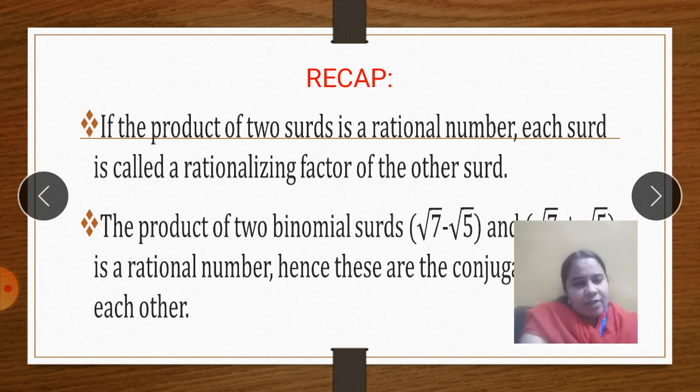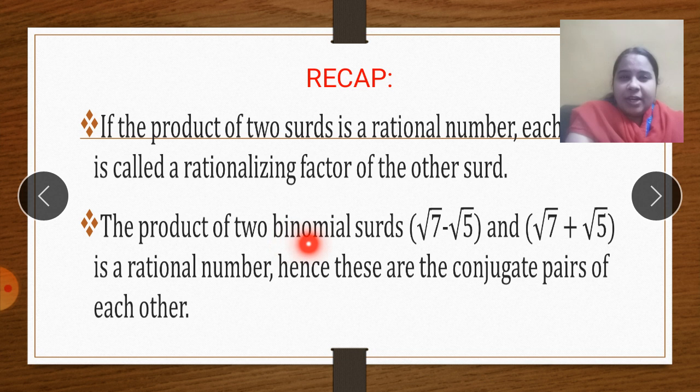Yes, we have also learned about something called binomial surd. Do you remember what a binomial surd is? When there are two terms separated by a plus or minus sign, it can be a whole number also, it can be a surd also. They are called binomial surds. We have learned the product of two binomial surds. I have just given you an example here: root 7 minus root 5 and root 7 plus root 5 give a rational number. Hence, they are called conjugate pairs of each other.